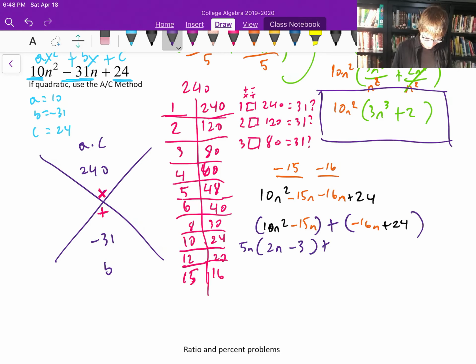And so what number can I pull out so I get 2n minus 3? Well, I can pull out a negative 8. If I pull out negative 8 and divide that out on both these terms, I'll get a 2n minus 3. Negative 16n divided by negative 8 is 2n. And then 24 divided by negative 8 is negative 3.